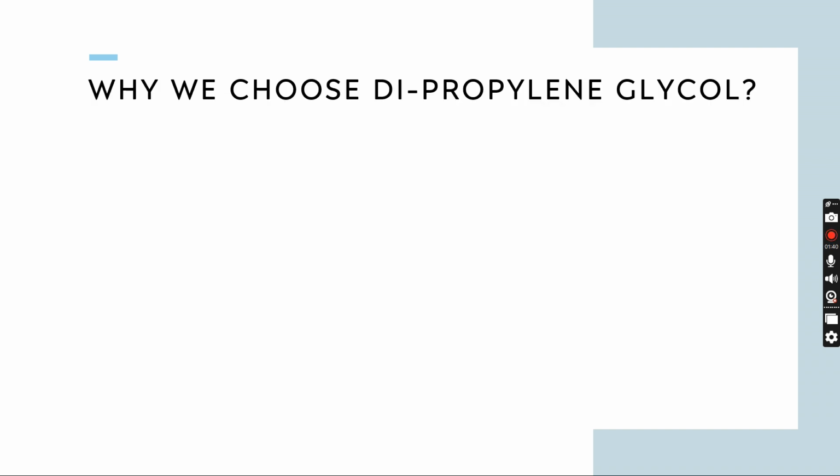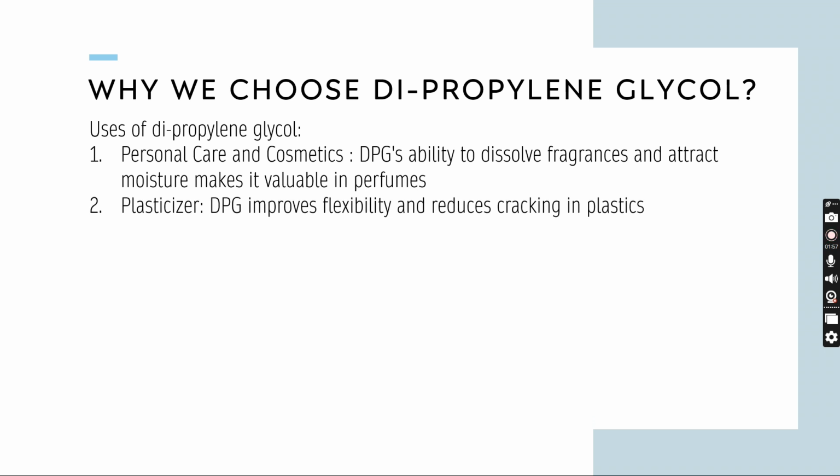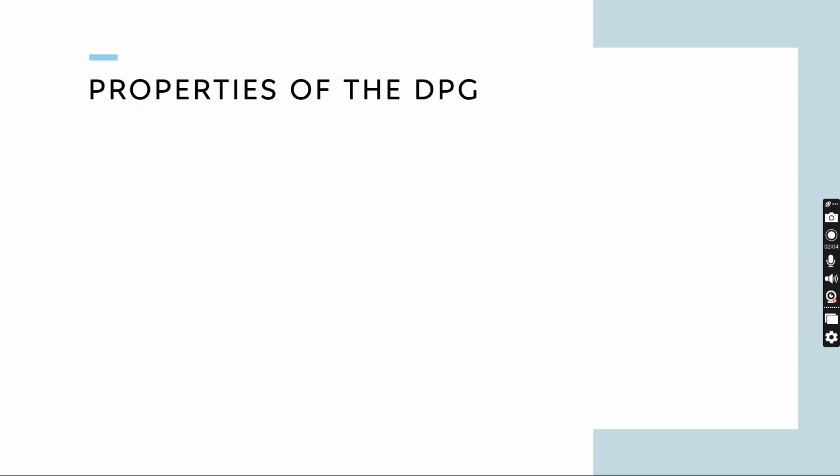Then the next question comes: why do we choose dipropylene glycol? So we choose dipropylene glycol because of its uses. Personal care and cosmetics: its ability to dissolve fragrance and attract moisture makes it valuable in perfumes. Plasticizer: DPG improves flexibility and reduces cracking in plastics. Food additive: it is used as a food additive in some countries.